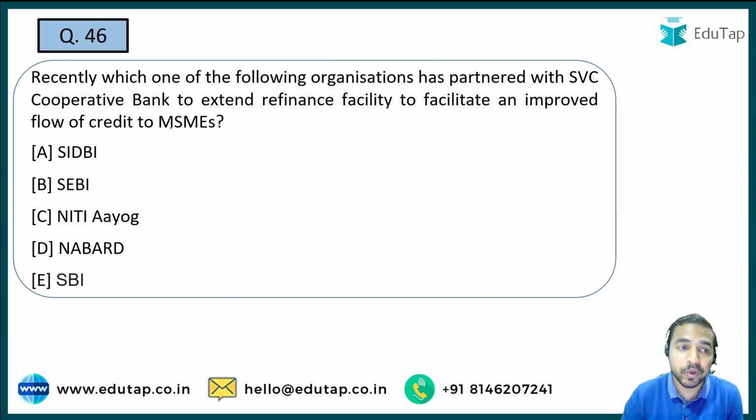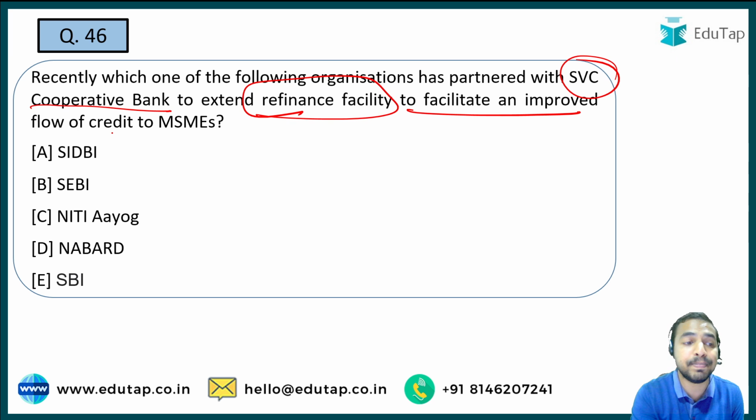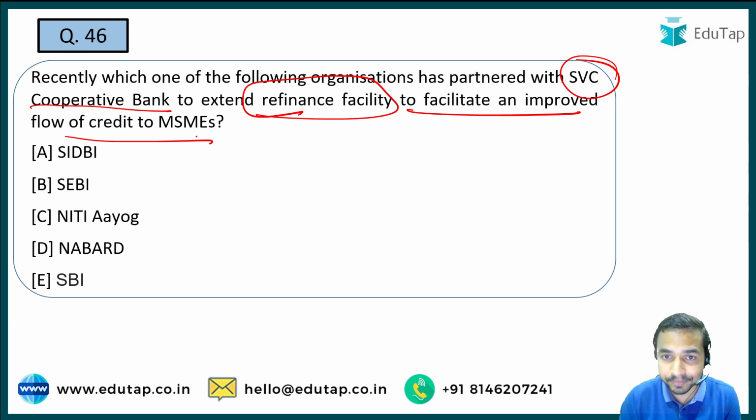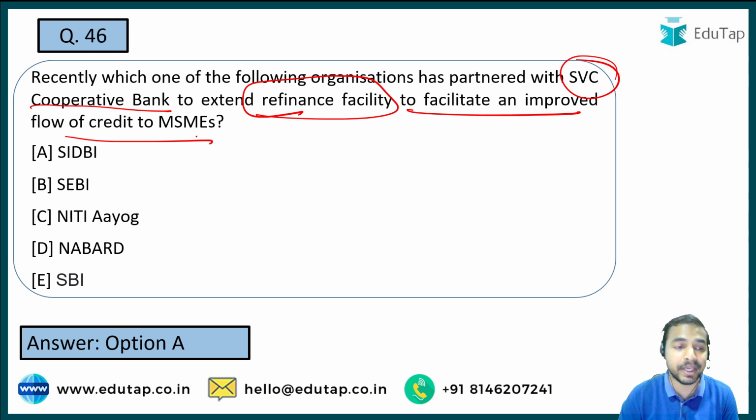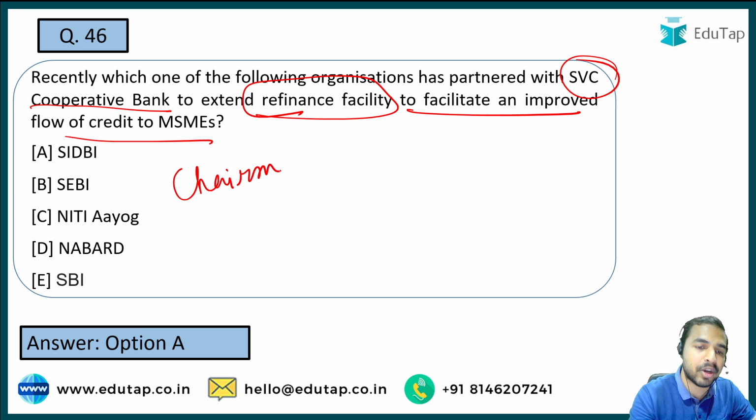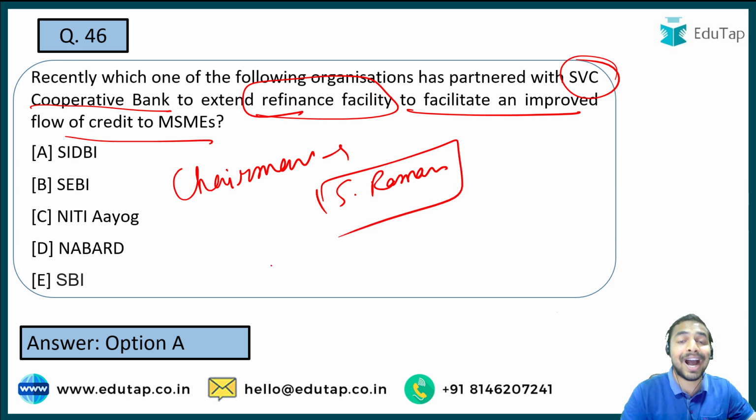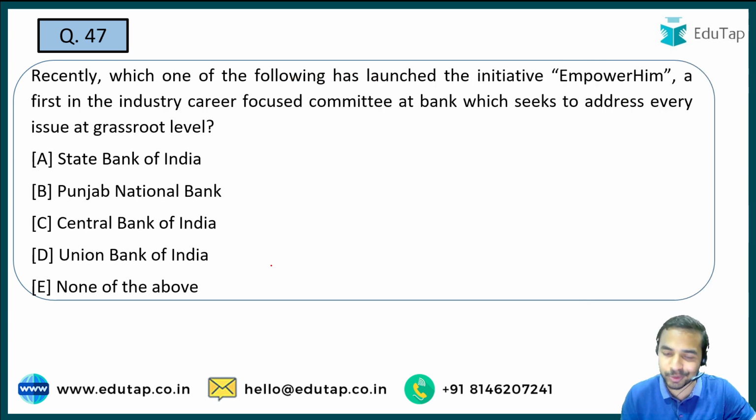And the next question is, which one of the following organizations has partnered with the SVC Cooperative Bank to extend refinance facility to facilitate an improved flow of credit to the MSMEs? See guys, here you are just required to tell me the name of the organization जिसके साथ पार्टनरशिप की गई है. And guys, here the right answer is SEBI. So guys, when I talk about SEBI, once again you are required to remember who is the chairman of SEBI, and it is basically S. Raman. ठीक है जी. तो यहां पर आपको ऐसे डेटा को, ऐसे फैक्ट्स को याद रखना है from the exam point of view, which are really very important. Let's move on to the next question. And guys, here the next question is on empower him.